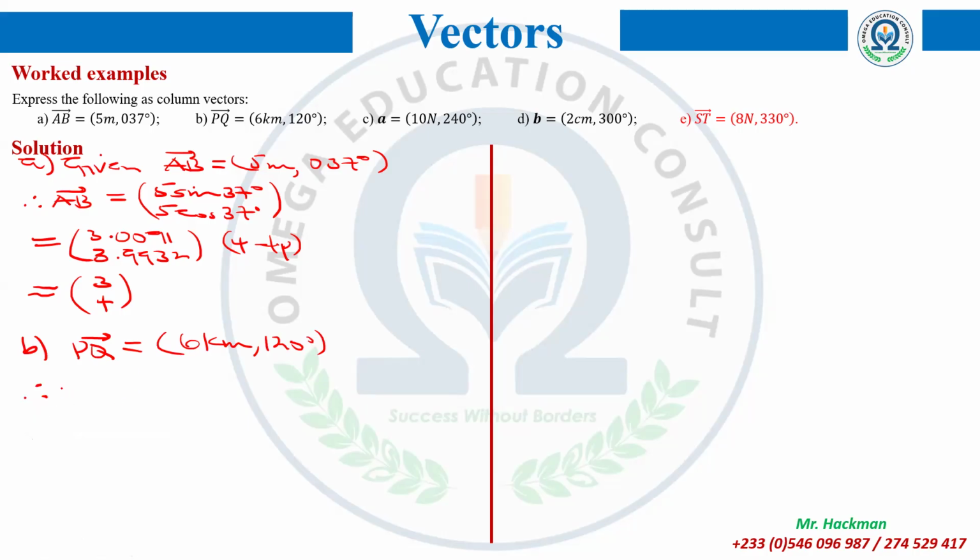So the vector PQ, in terms of the column, it will be, don't write the formula, the formula is embedded. So it will be your magnitude, which is 6, sine of your angle here. Here is already 3 digits, so 1 is not preceded by 0. So you write exactly what you have there: 120 degrees. Then 6 cos 120 degrees. So the rest will just be calculator work.